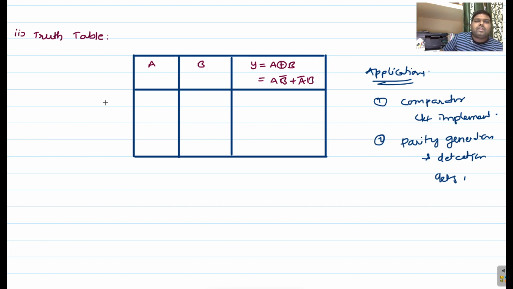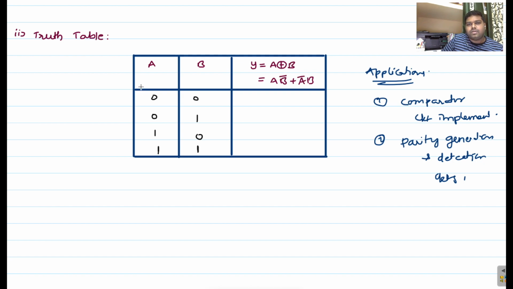Next one comes to the truth table. Here we have two variables, so we can expect four combinations. That is 0 0, 0 1, 1 0, 1 1. These are the four possibilities. Now you can apply this logic expression for these various combinations. So what is a XOR b? a b bar plus a bar b.